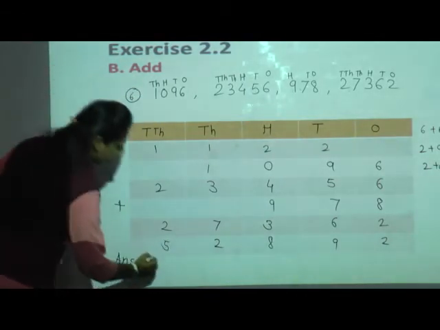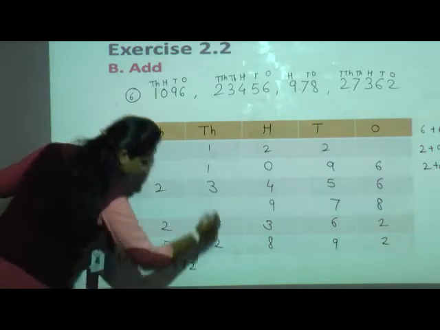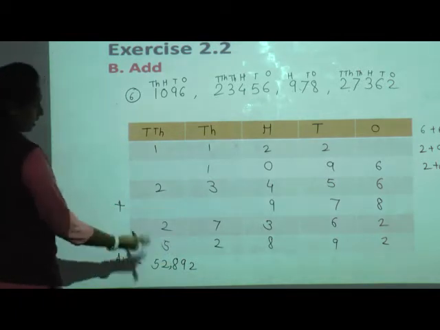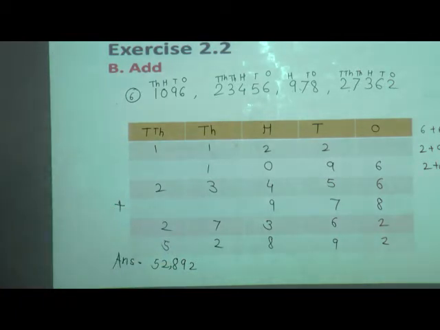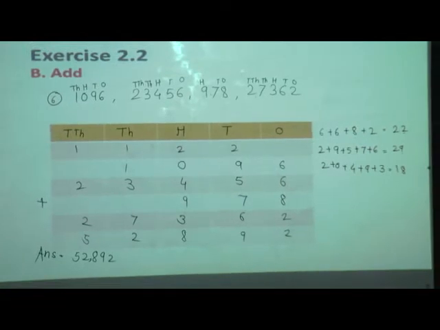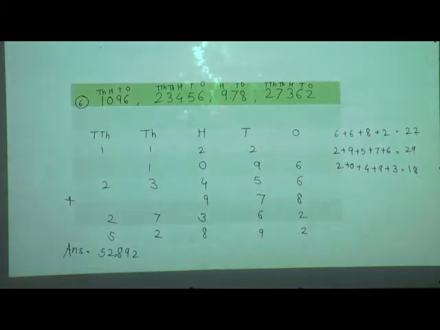So our answer is 52,892. So give a comma after 3 digits. So our answer is 52,892. Got it? Yes, very easy. Now we'll move to the next sum. The 10th one I will solve for you now. Okay? Tick mark the 10th one.